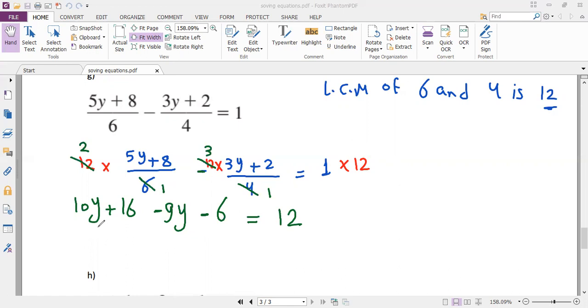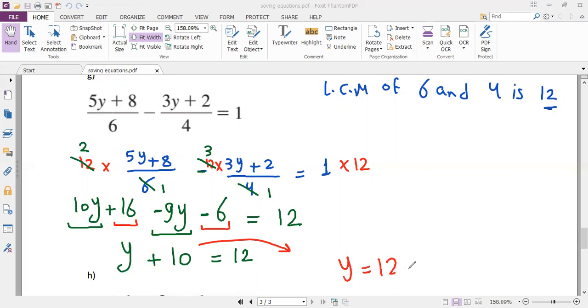I have 10y and minus 9y. So 10y minus 9y is y. Okay? And 16 minus 6 equals 10. So y plus 10 equals 12. I collected like terms, I simplified, and I cleaned up the left-hand side. So to get rid of 10, just move it to the other side. So y equals 12 minus 10. So y equals 2.